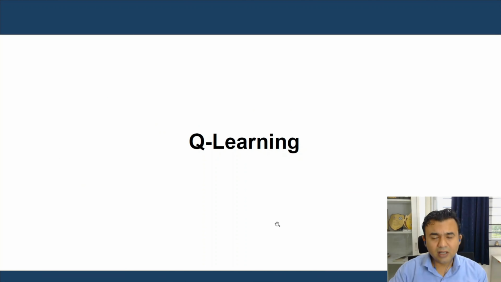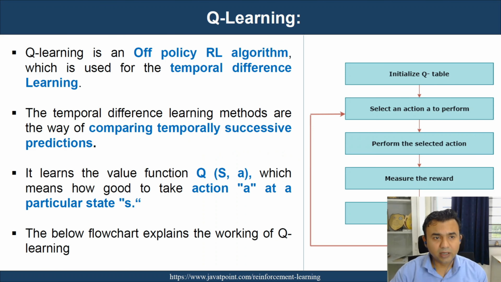The next type is Q learning. If you look at this, Q learning is an off policy RL algorithm, which is generally used for temporal difference based learning. And the temporal difference learning methods are a way of comparing temporally successive predictions.